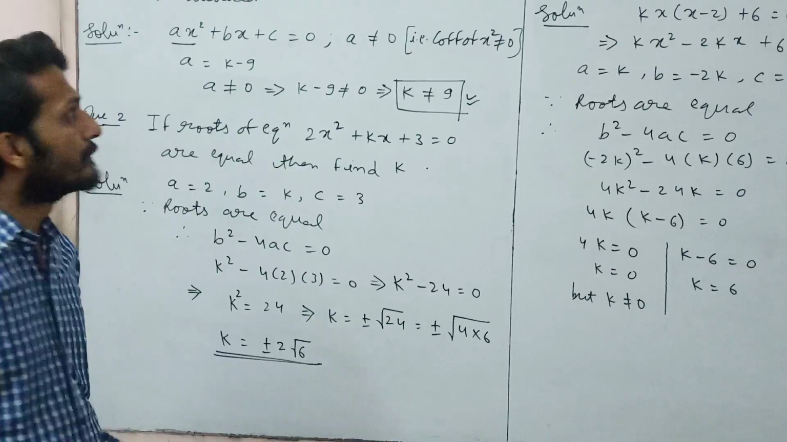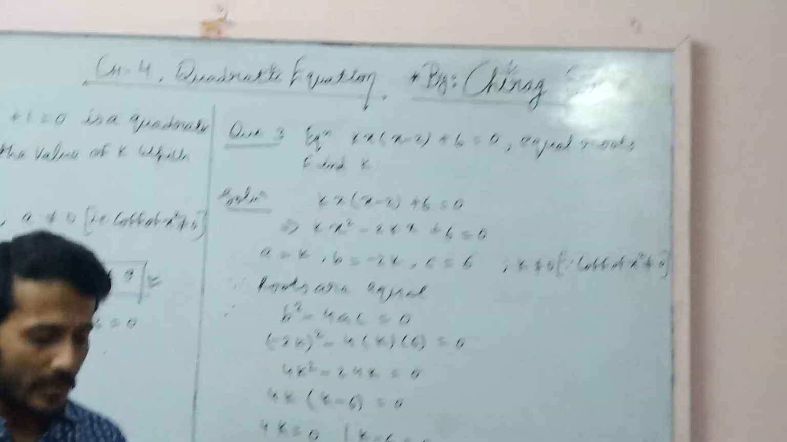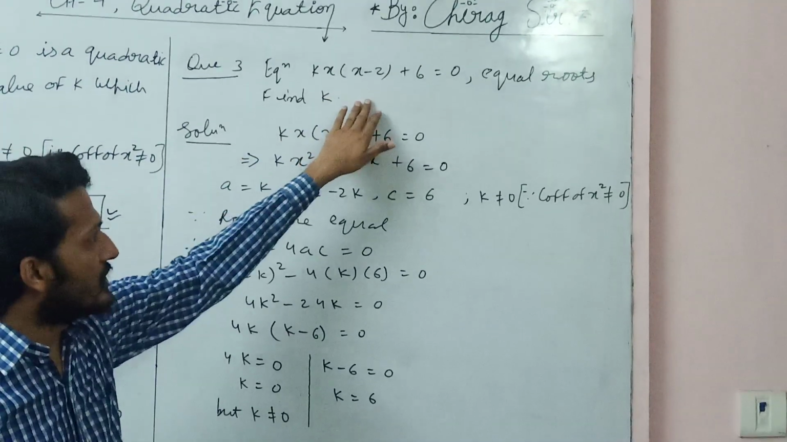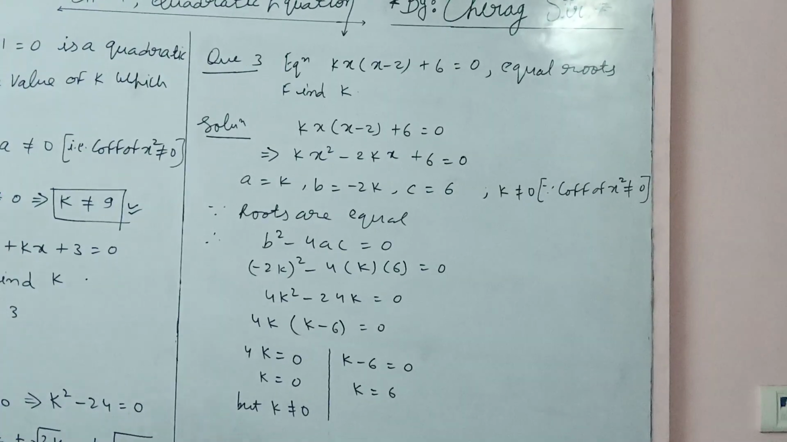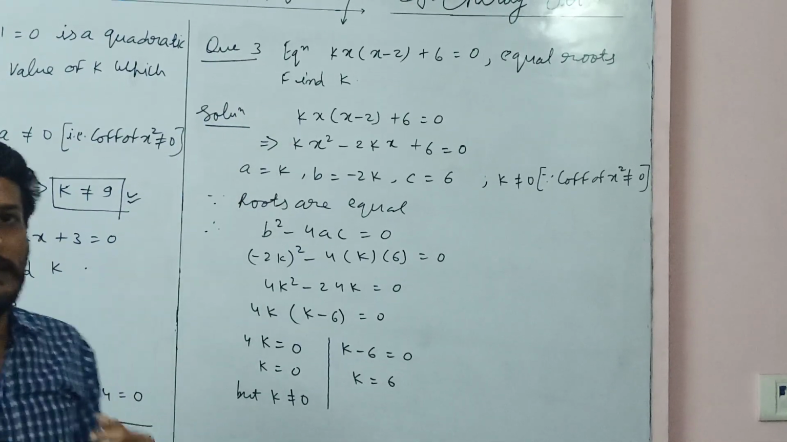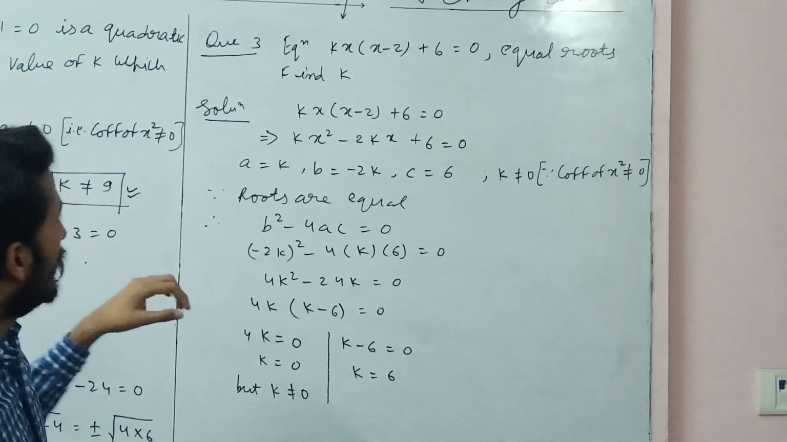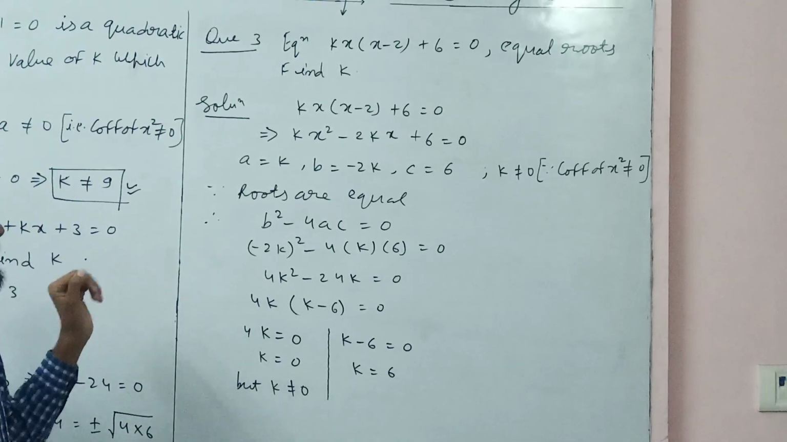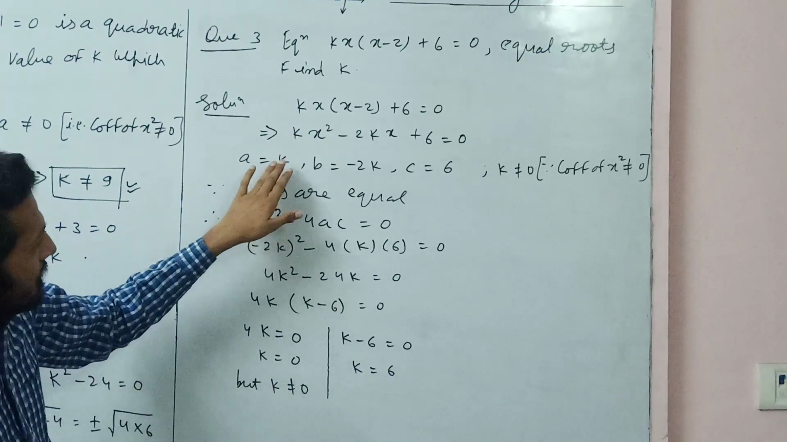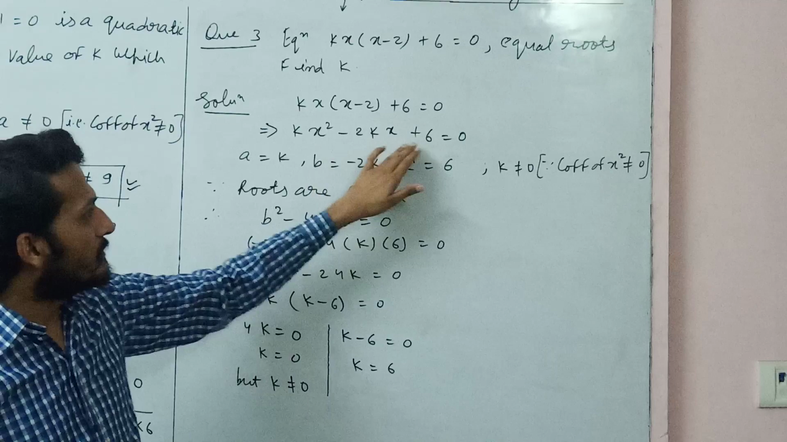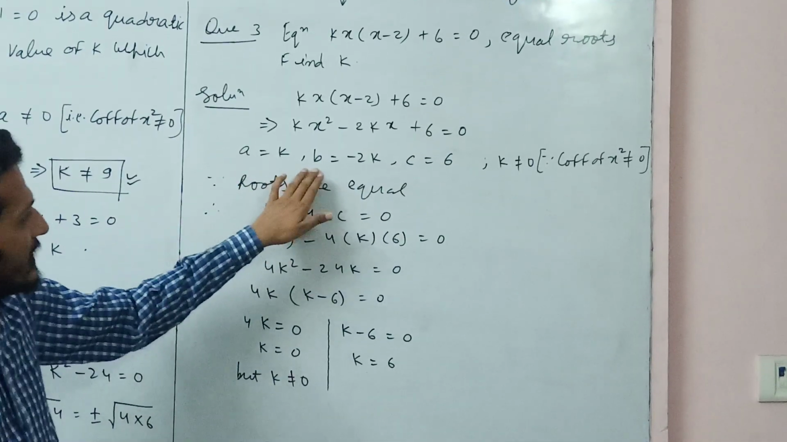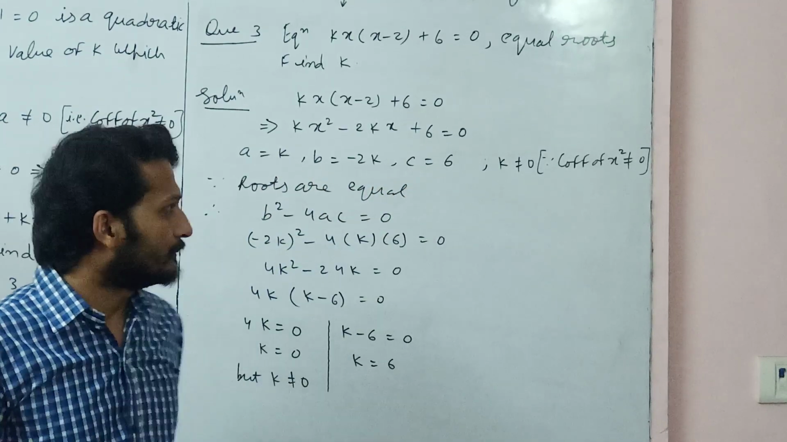So mention this. Now the next question is question number 3. The question is, find the value of k in this equation if the roots are equal. When we consider this equation, we can observe that it is not in the standard form. So first we need to convert this equation into standard form, and for this we do the multiplication and simplify it. We get kx square minus 2kx plus 6 equal to 0. Therefore the value of a is k, b is minus 2k and c is 6.